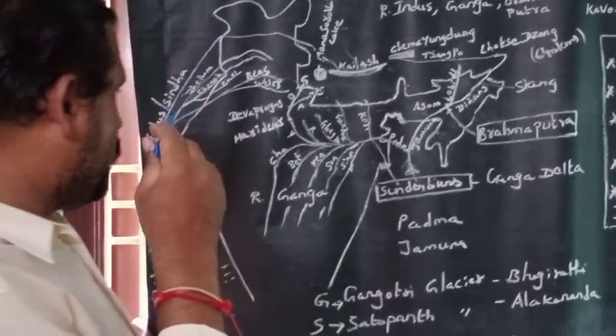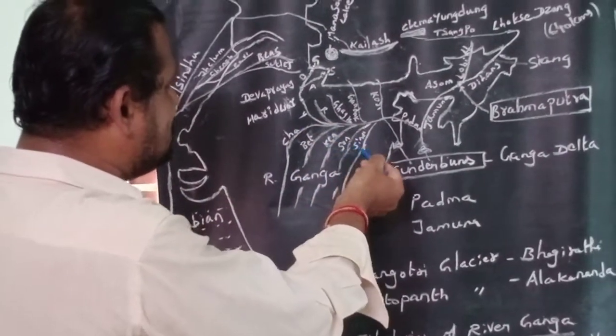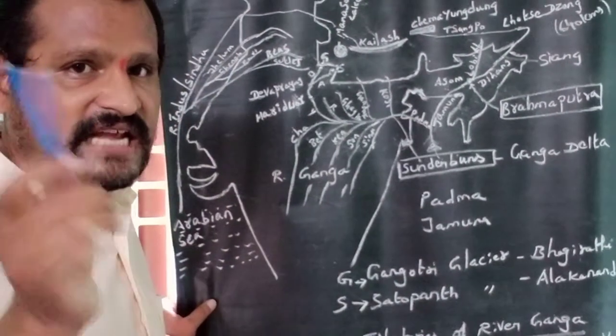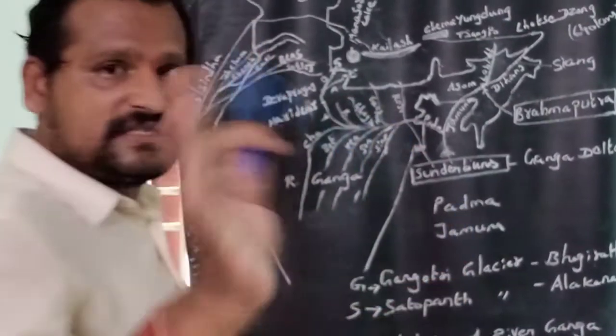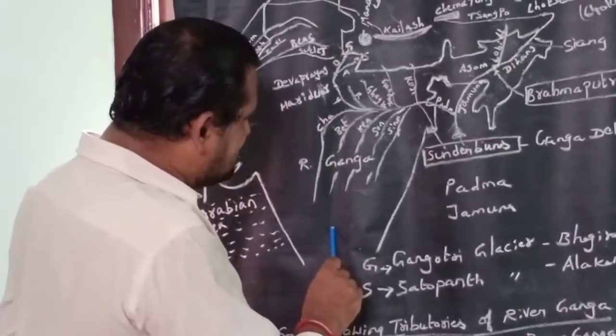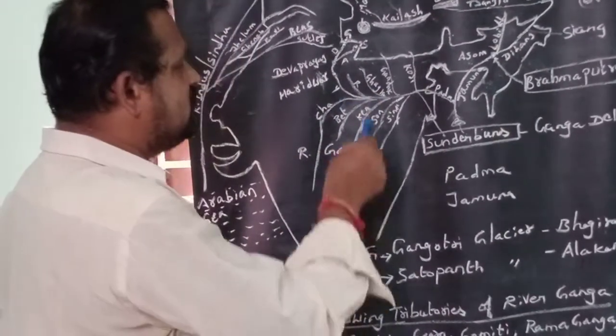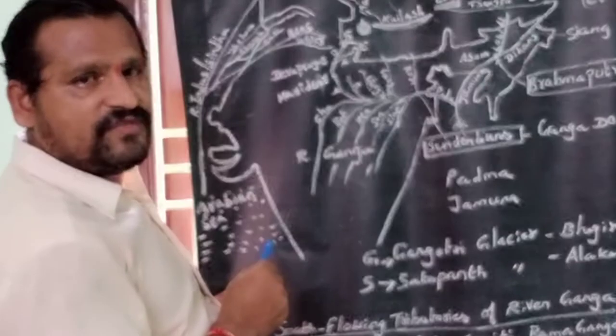Don't overlook it here. When you see this map, you may feel that the Chambal, Betwa, Ken, San, and Sind are flowing southward. That is a wrong statement, children. They are not flowing southward. These rivers originate in the peninsular region and flow towards the north and join the Ganga river. So these rivers are called north flowing tributaries of river Ganga.